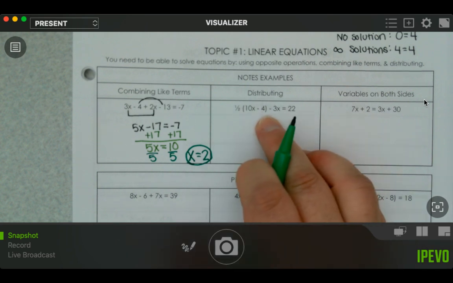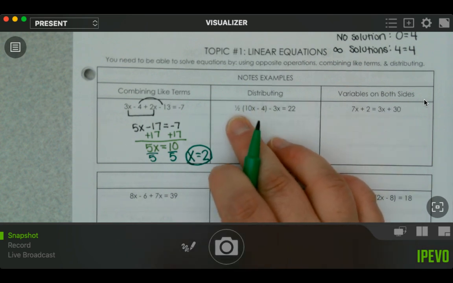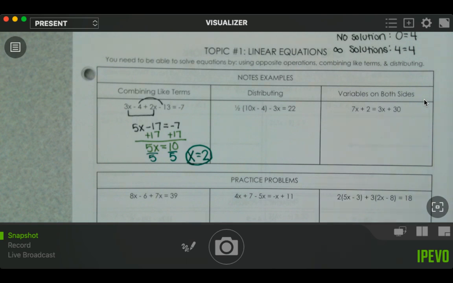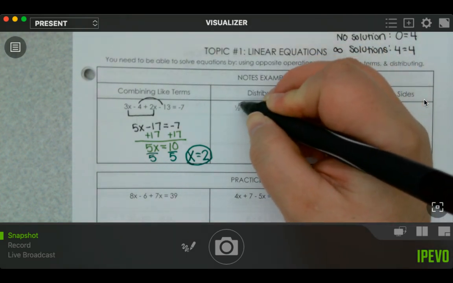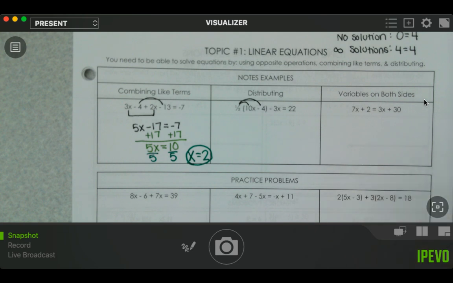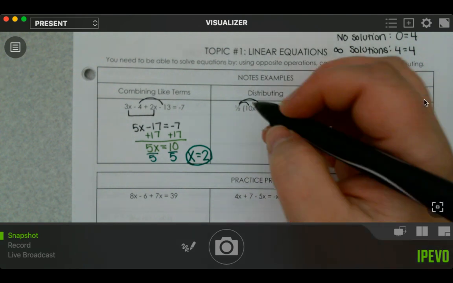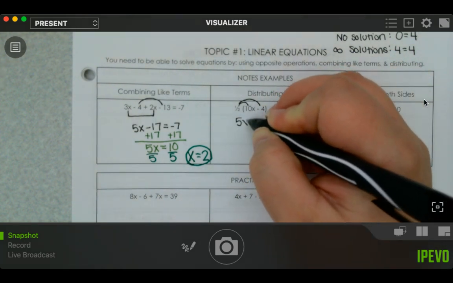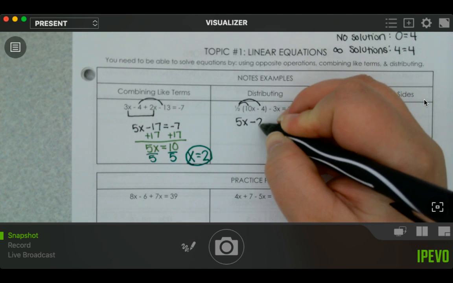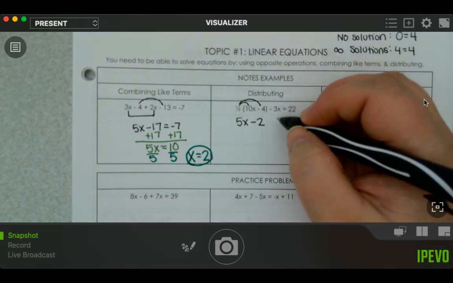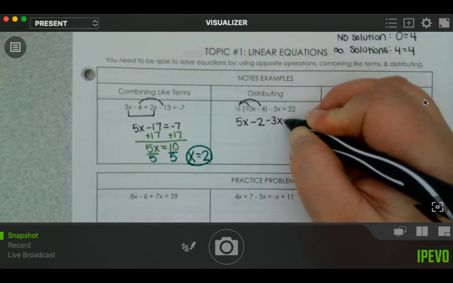If you see parentheses and there's a number out front, you need to know that that number gets multiplied to everything inside. Okay, it's just a natural step to be taking in math. That's what we mean when we put a number in front of the parentheses. So half of 10x is 5x. Half of negative 4 is negative 2. And then you finish writing the rest of the equation.